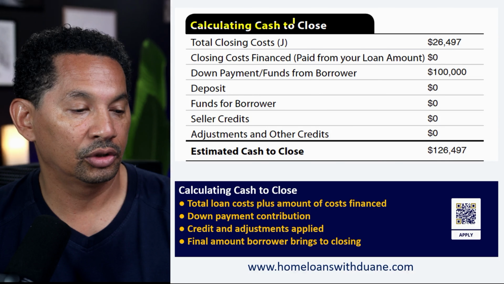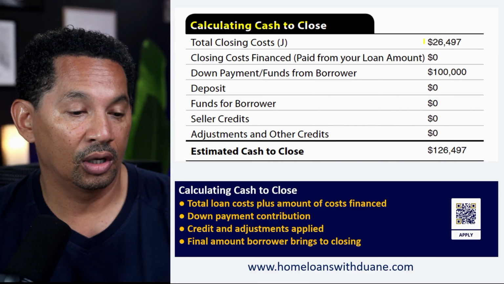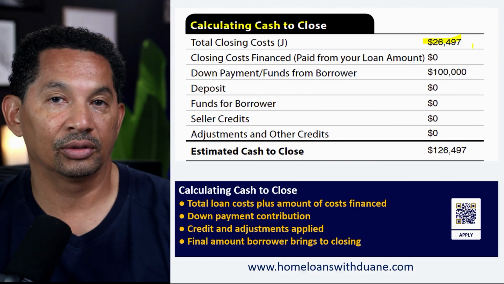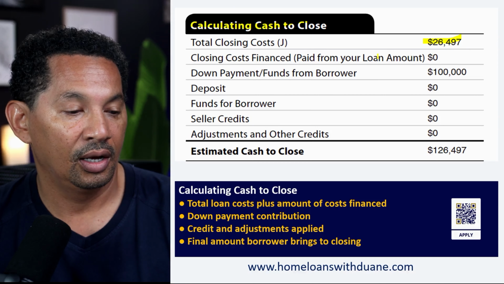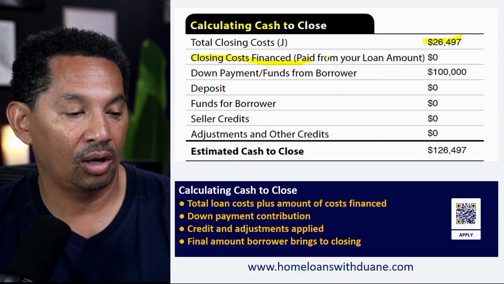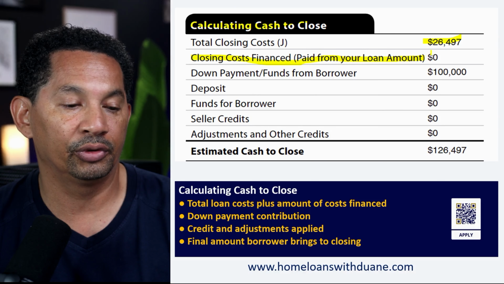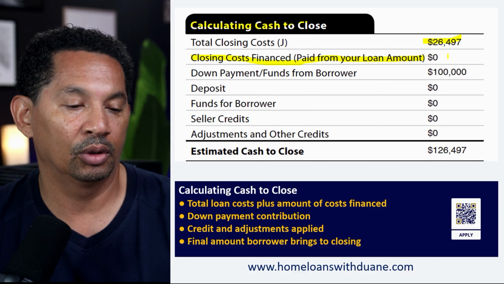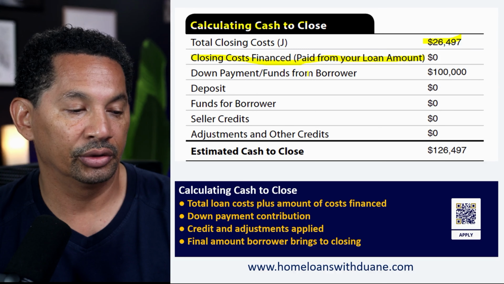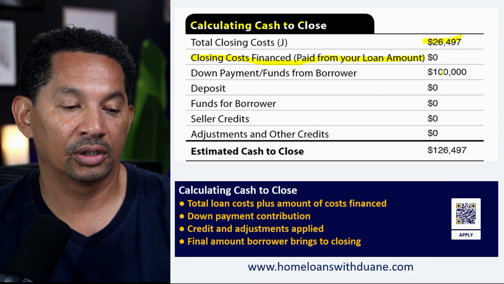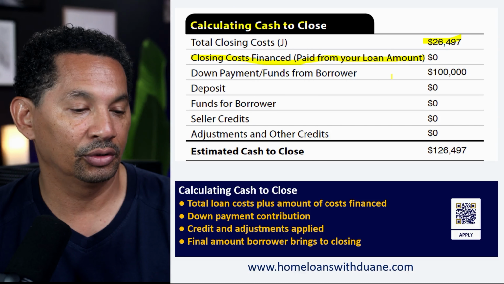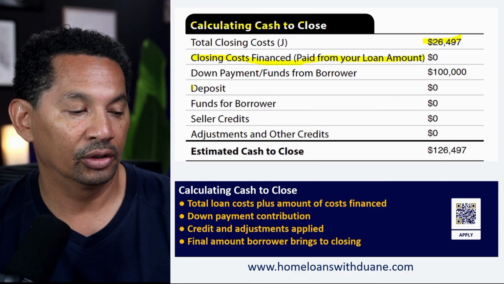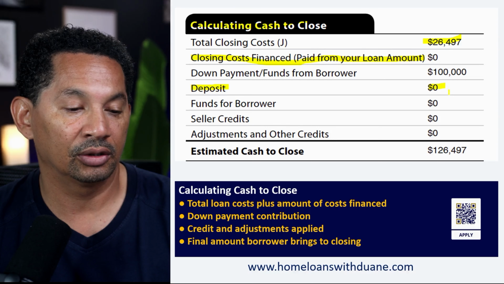Calculating cash to close. Here is the total closing cost, and it came to, again, $26,497. This is if you had any closing cost finance, and this would be applicable if you did an FHA loan. You would see something here, or even VA. Most government loans would have something associated to this section. This is your down payment of 100,000. Again, it was 20% of the 500,000. Now, if you did an earnest money deposit, that would be reflected right here.